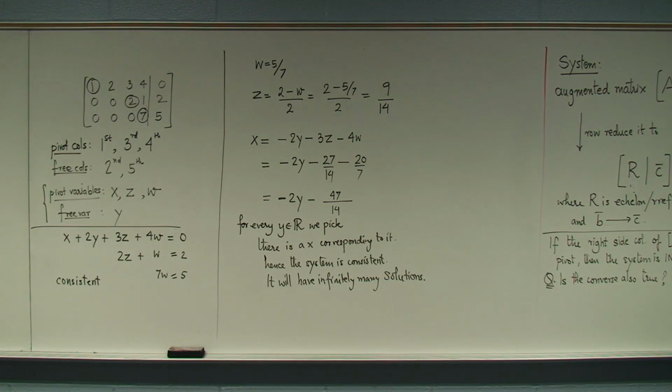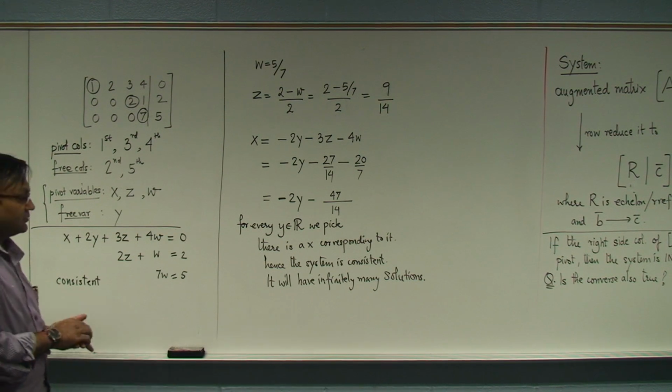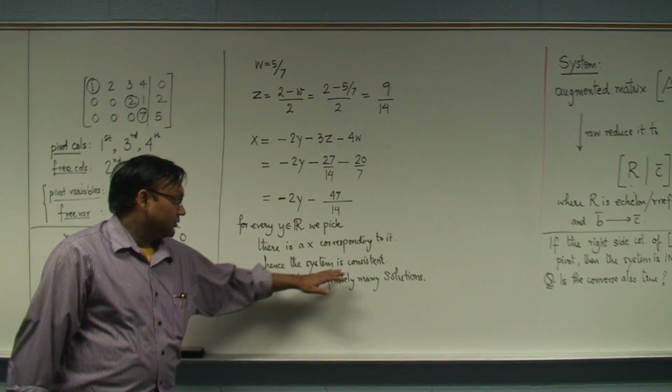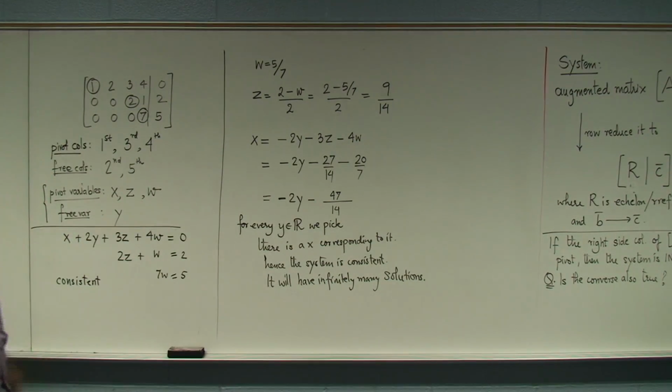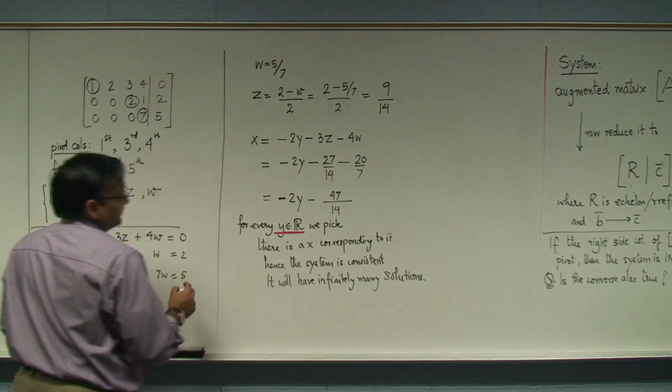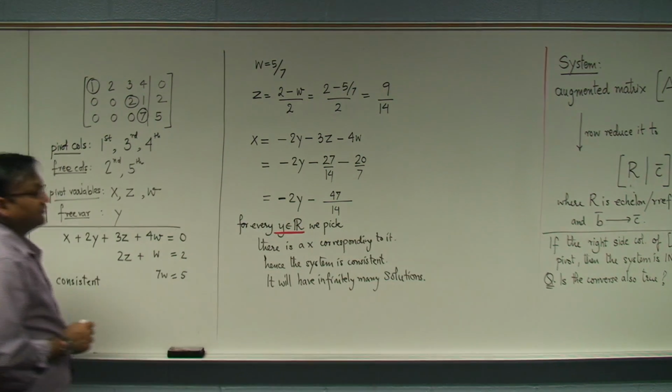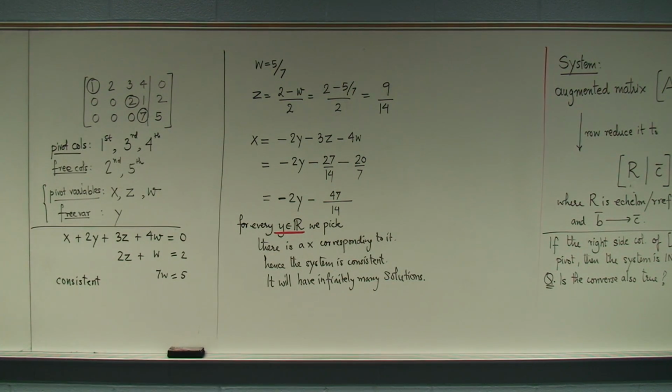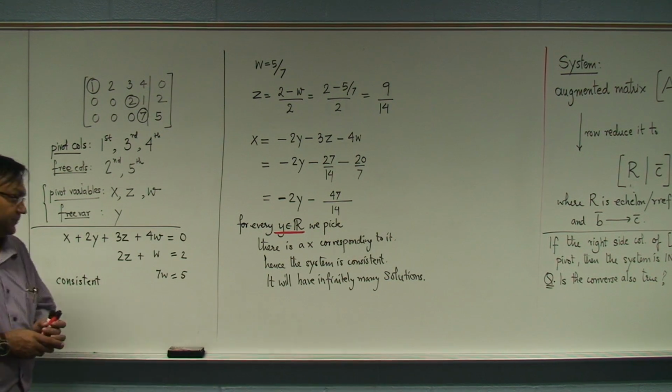So that is the beauty of the whole thing, that we are telling a couple of things together. Not only are we saying it has a solution, we are also telling it has infinitely many solutions. So let us see why this infinitely many solutions came into existence. Because I can have infinitely many choices for y, so I can have infinitely many choices for x based on the choice of y. So we have infinitely many solutions.